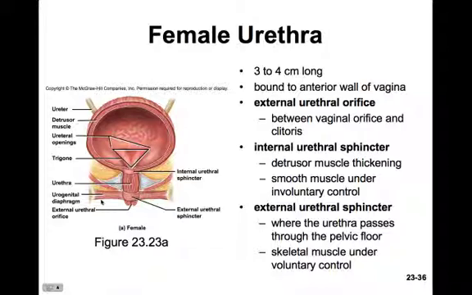The internal urethral sphincter is a thickening of the detrusor muscle, the muscle layer that surrounds the whole bladder. And this is smooth muscle, and it's under involuntary control. There's also an external urethral sphincter. That is where the urethra passes through the pelvic floor. These are skeletal muscles under voluntary control.